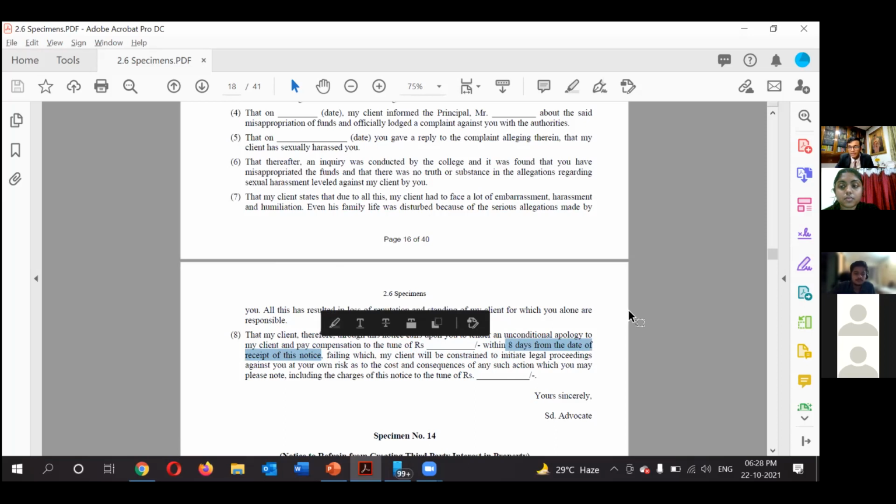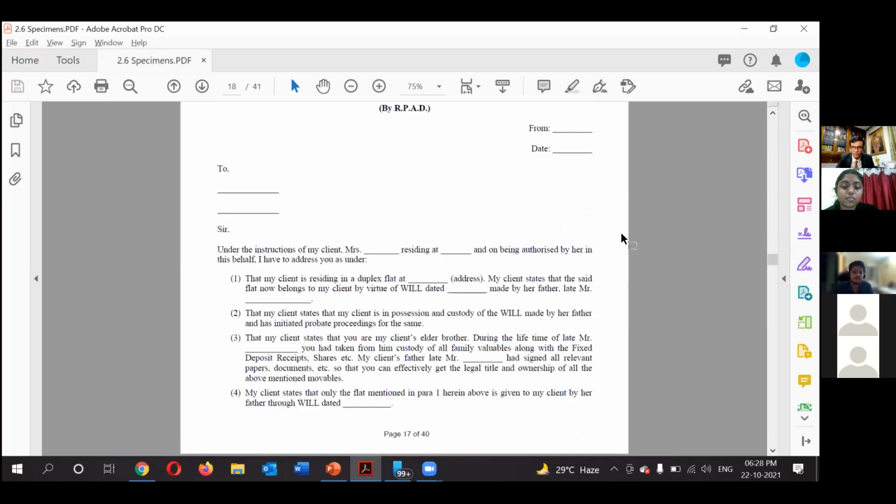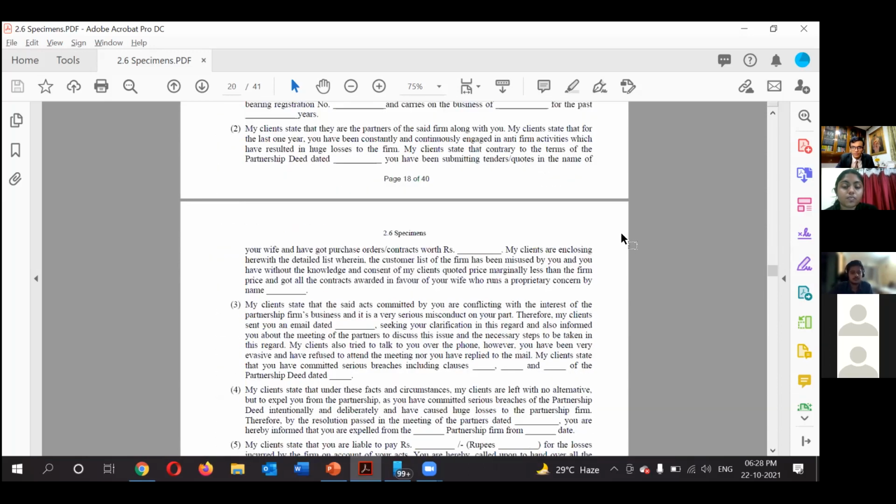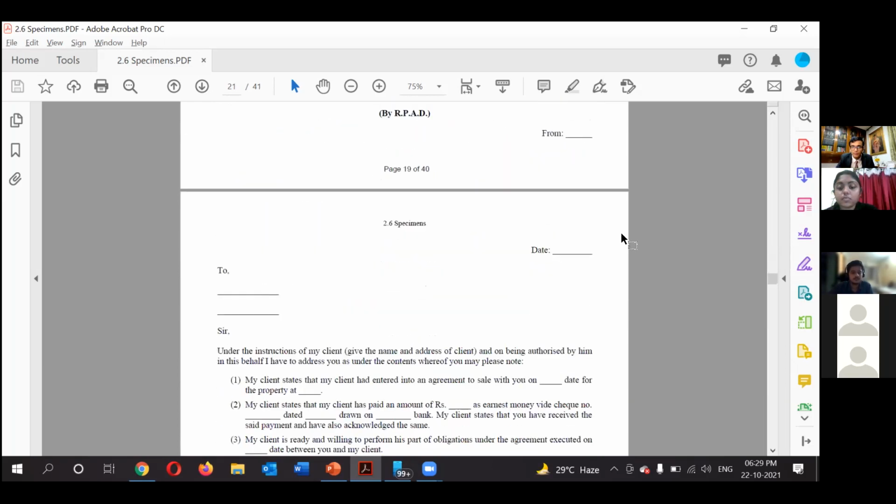So it's not required that you have to follow 2 weeks or 1 month. If it's a statutory notice, then it has to comply with the time frame that is given in the statute. Otherwise, you have to give the other party sufficient time for them to reply. Moving on.